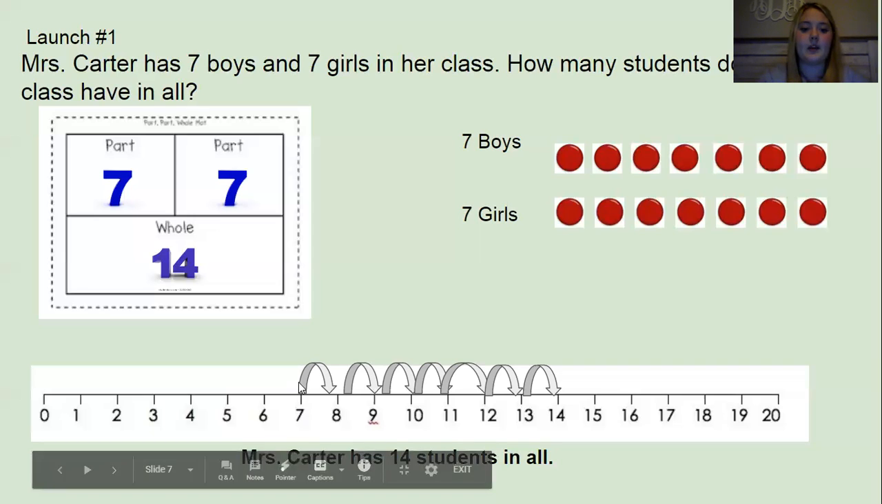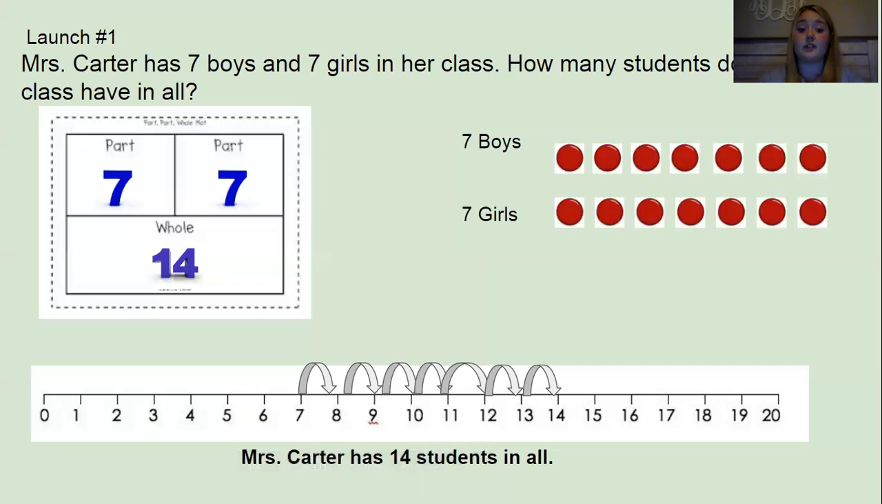Are you ready? 1, 2, 3, 4, 5, 6, 7. On our 7th jump, we get to our answer, which is 14. This is another way to show that 7 plus 7 is 14. So this is 3 different ways you could have solved this problem. But we know with every strategy, the answer is 14.